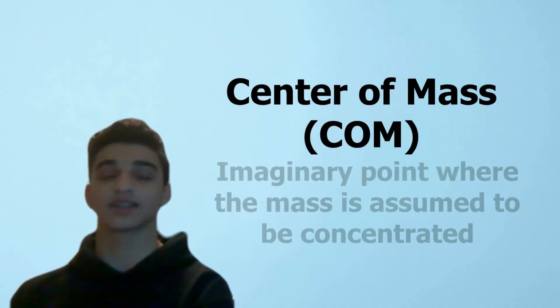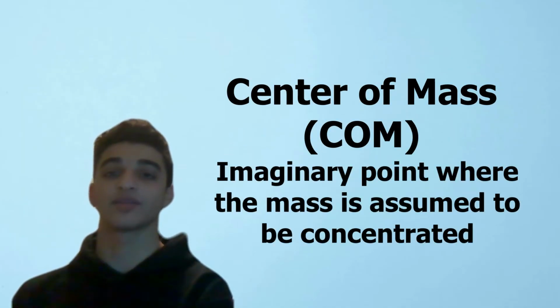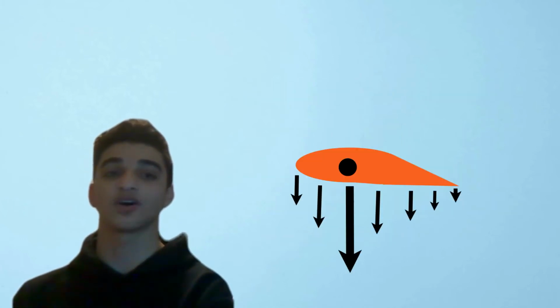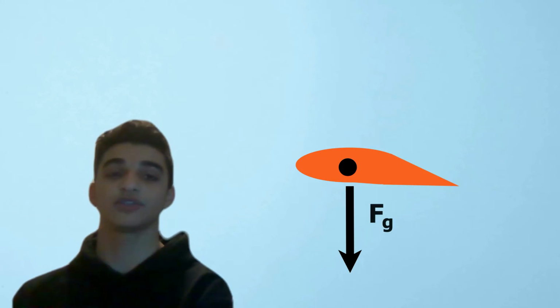Firstly, the center of mass is an imaginary point where the mass of an object is assumed to be concentrated. In other words, it is the average location of the weight on the object. For this reason, it is also called the center of gravity, because the force of gravity can be drawn directly down from that point.